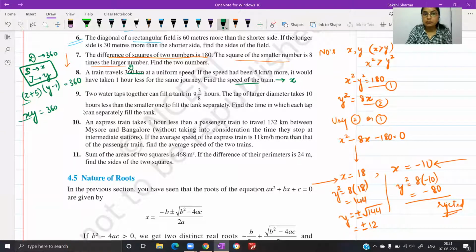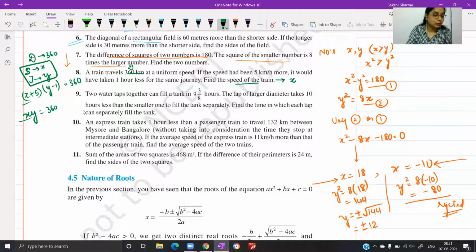You simplify this product of the binomials, and you will get a quadratic equation. What about doing it some other way? You will have to replace one of the variables if you work like this. Either replace x or replace y by 360 over the other one.